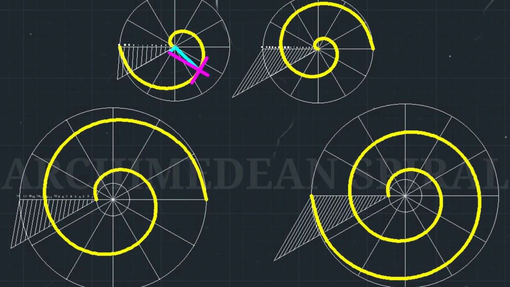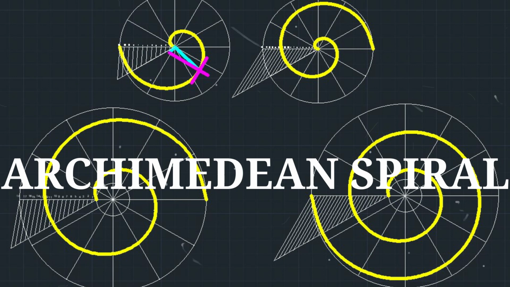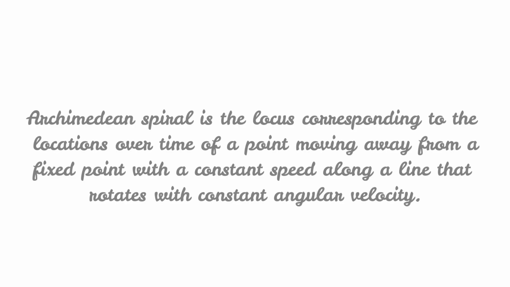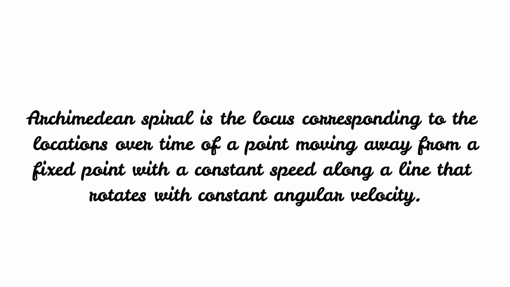Here we are going to see the Archimedean spiral. It is defined as the locus corresponding to the locations over time of a point moving away from a fixed point with a constant speed along a straight line that rotates with a constant angular velocity.